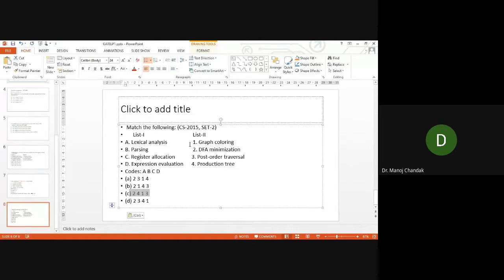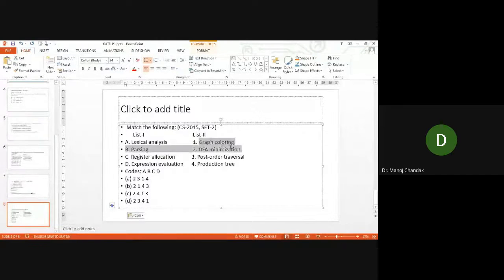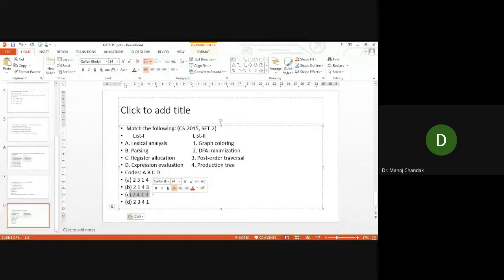So basically there is an application of register allocation. Register allocation is used for graph coloring. Okay, so C is used with 1. Now look at this, how quickly you resolve this. This is D3, C1, and then even if you don't know about A and B, you can come to this choice, that is 2413.